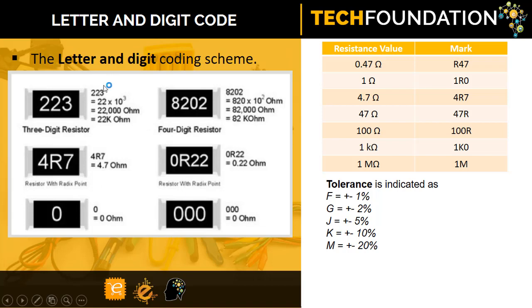Then we also have this 2, 2, 3, so 22 raised to this 3 is 10 raised to the power 3, so we have 22K. And we also have these guys. Now these are usually used in the SMD environment. You can check on Google for more information.